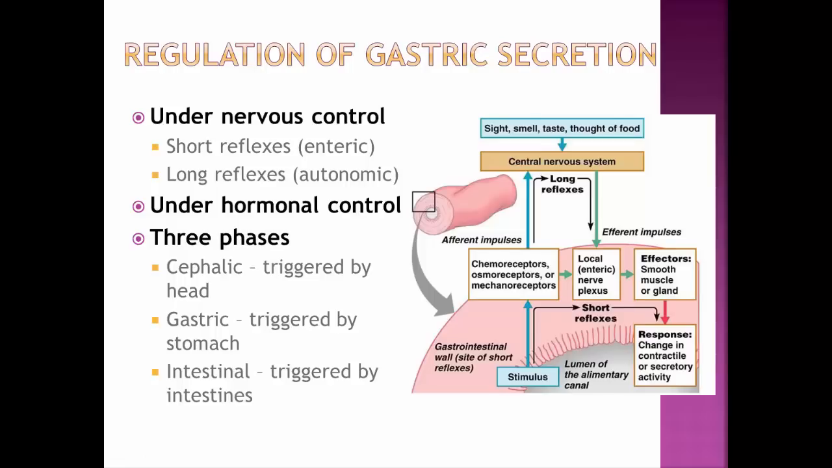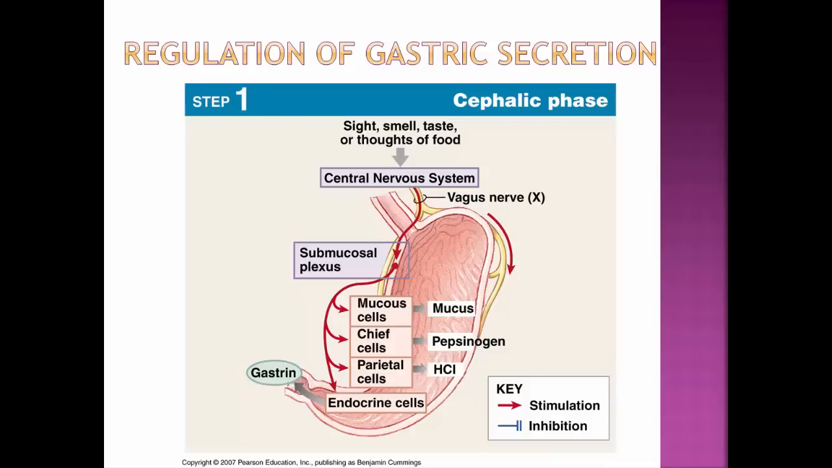Now, this regulation of gastric secretions is under 3 phases, and we'll look at each one of these phases. There's a cephalic phase, a gastric phase, and an intestinal phase, and luckily their names make sense. The cephalic phase is triggered by the head, by the brain, so think cephalic, head. Gastric, of course, is triggered by the stomach, and the intestinal phase is triggered by, guess what, the intestines. So let's look at each one of those phases.